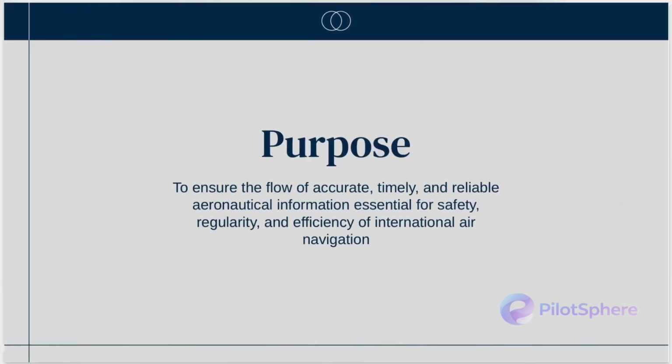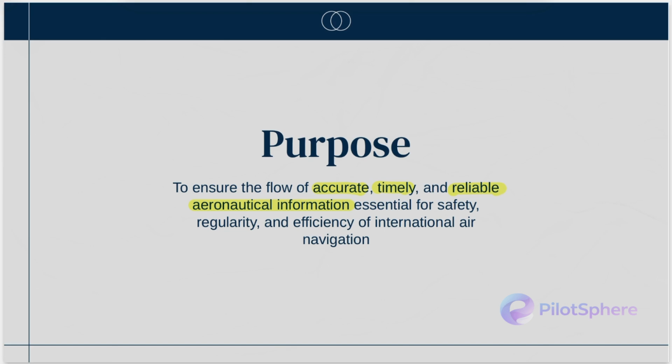So let's begin. Now, Aeronautical Information Service, what is the purpose? So this annex sets the foundation for all publications that the pilot use, which are provided by the contracting states. India collects, collates, and publishes aeronautical data for the entire territory and the airspace over the high seas that is under our jurisdiction. The purpose here is to ensure the flow of accurate, timely, and reliable aeronautical information that is essential for the safety, regularity, and efficiency of air navigation.